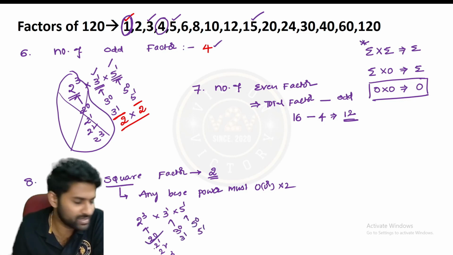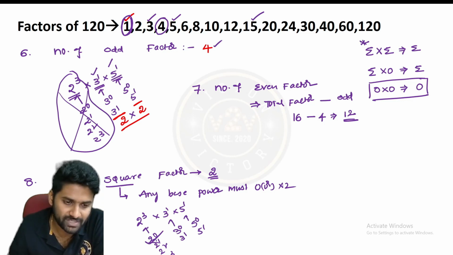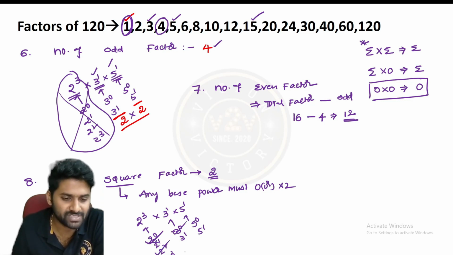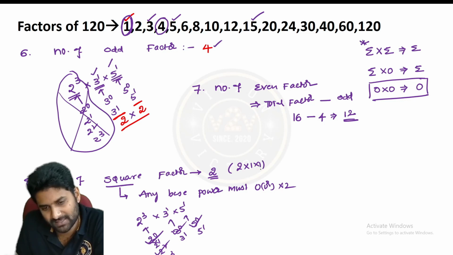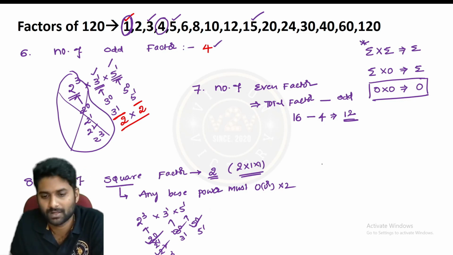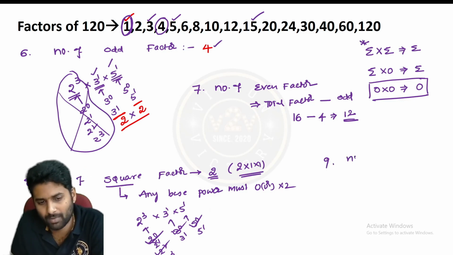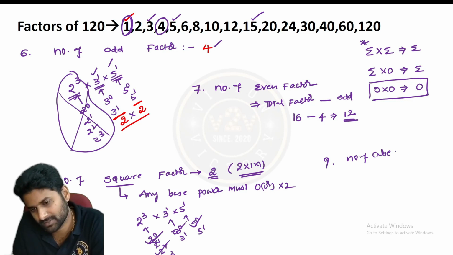So 2 power 0 is a square number. 2 power 1 is not a square number. 2 square is a square number and 2 cube is not. Again 3 power 0 is a square number and 3 power 1 is not a square number. 5 power 0 is a square number. That's why total number of square factors is 2. Now see the question number 9. Number of cube factors.